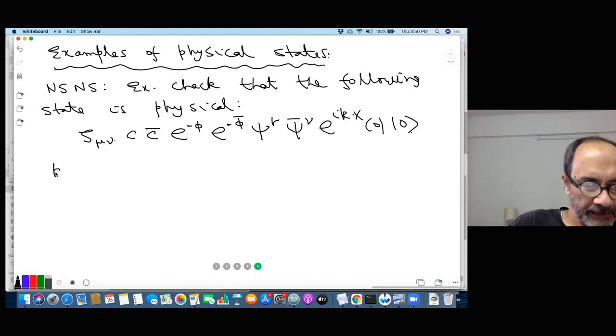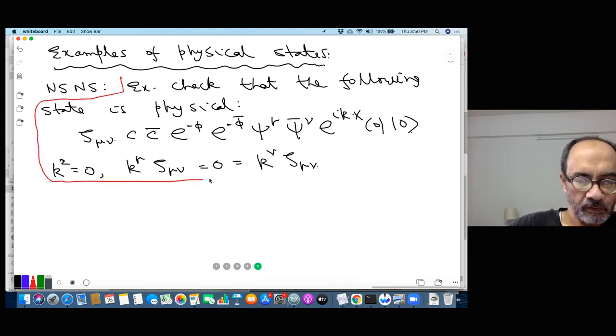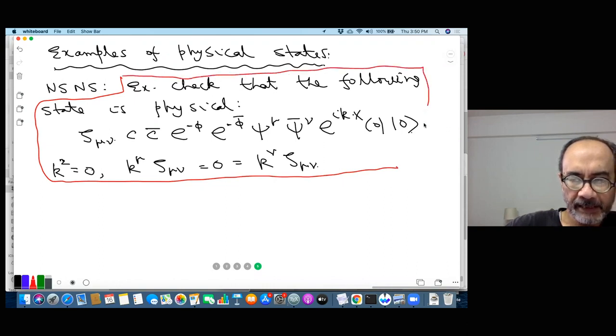The constraints are that k squared should be zero, and that k^mu zeta_mu nu equals zero, equals k^nu zeta_mu nu. So this is an exercise that you can try to do. I have given the expression for QB, so you have to check that QB actually annihilates this state.